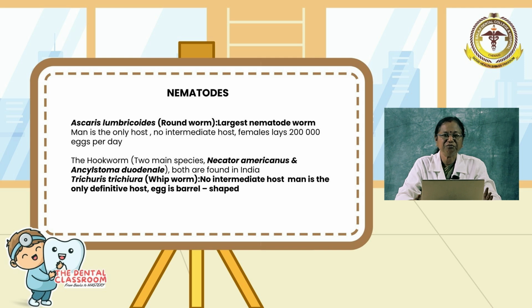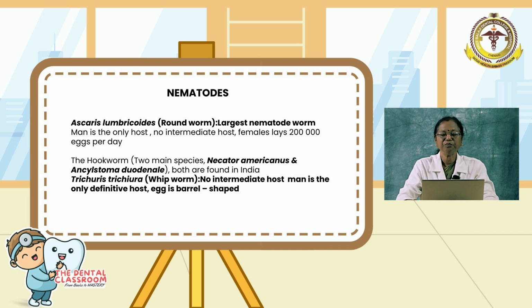The mature female lays 2 lakh eggs per day. So imagine in a severe infestation how the adults or a child will be affected by this. Sometimes they may even need immediate surgery to remove these worms. Intestinal obstruction and duodenal obstruction will be seen with these worms.